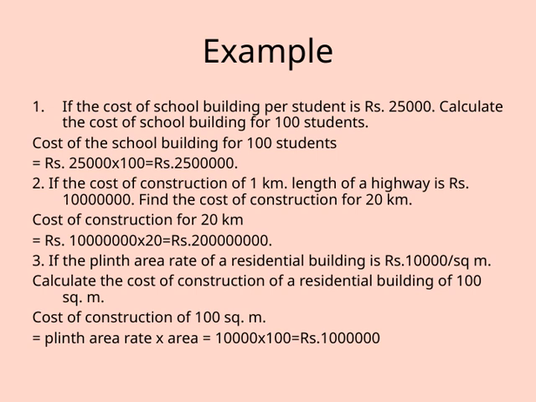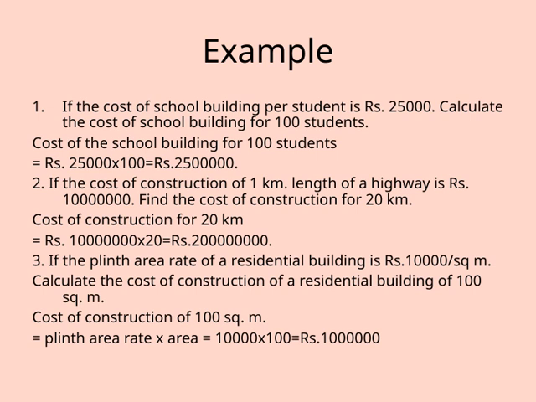We multiply Rs. 25,000 by 100, which gives us Rs. 2,500,000. This shows how per-unit costs can be scaled up to larger numbers. Next, think about building a highway. If constructing 1 kilometer costs Rs. 10 million, then what would be the cost for 20 kilometers? Again, we multiply Rs. 10 million by 20, resulting in Rs. 200 million. This example reinforces how multiplication helps us easily extend costs over longer distances.